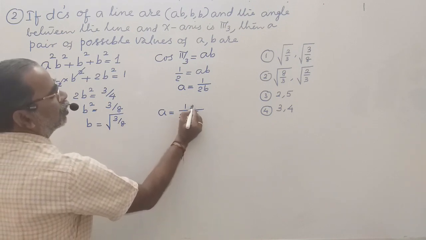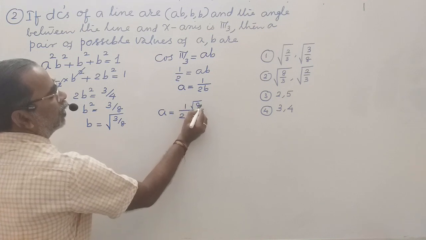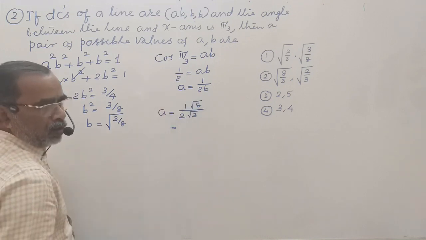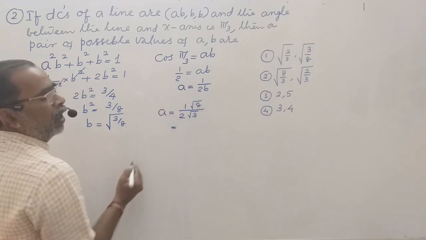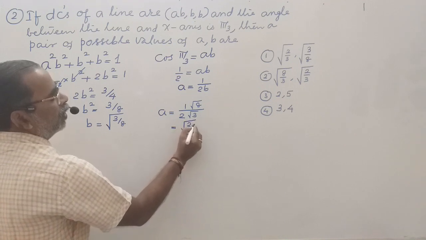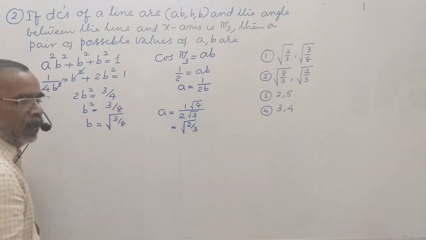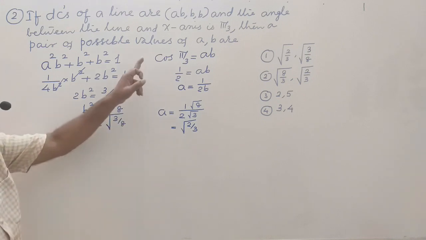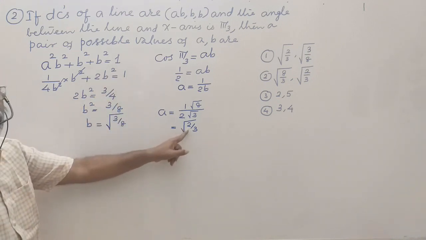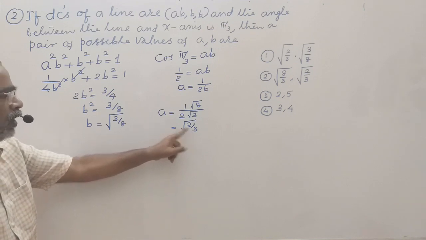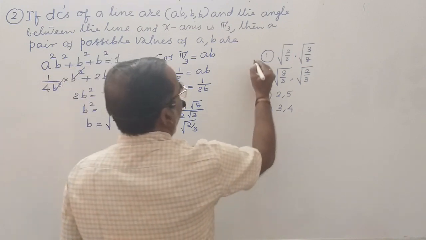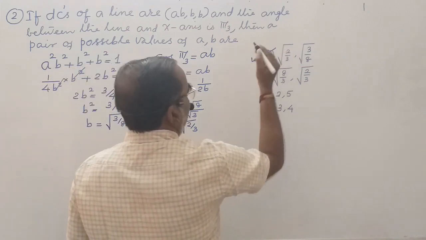That can be root 3 divided by root 8. What is root 8? 2 root 2. I can cut 2 and 2. Then I will have root 2 in the numerator. Therefore, it is root over 2 by 3. Therefore, a pair of possible values of A and B are: A is root over 2 by 3, B is root over 3 by 8. Therefore, the answer is the first option.